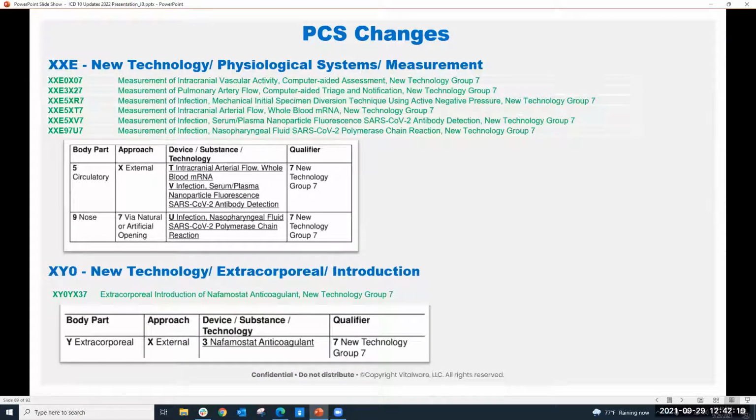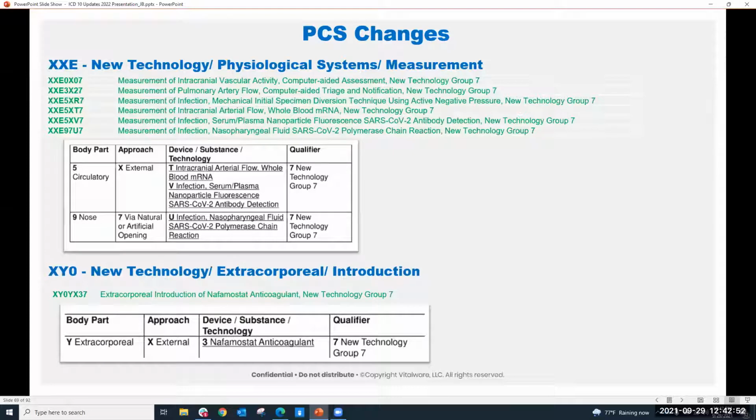The second code here for the measurement of pulmonary artery flow, this also identifies the software analysis of a CTPA with computer-aided triage and notification software, and this is used to detect pulmonary embolism. Just a note about these first 2 codes. When using these 2 codes, these are actually for the software that's used. So you would also want to assign the imaging code from section B, imaging.